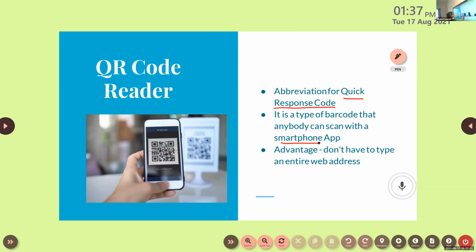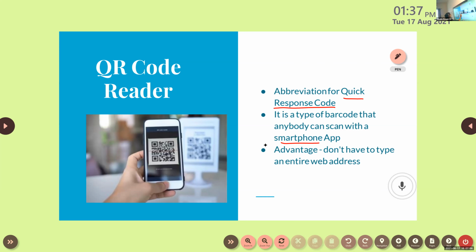What is the advantage of this? We don't have to type the entire website. After Corona, have you ever visited your school? At the entrance, you have to scan, isn't it? Have you noticed that? There, when you scan, you will be taken to a web address, isn't it?